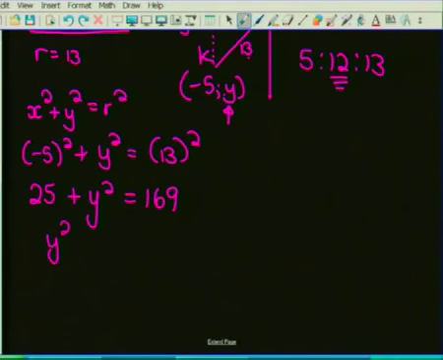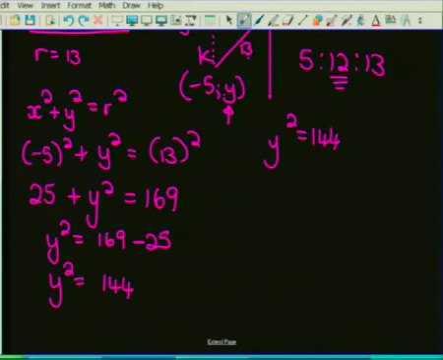We know that y squared is equal to 169 minus 25, and so y squared is equal to 144. Now, if y squared equals 144, we are effectively using the difference of squares, so we know that y will equal plus or minus 12.